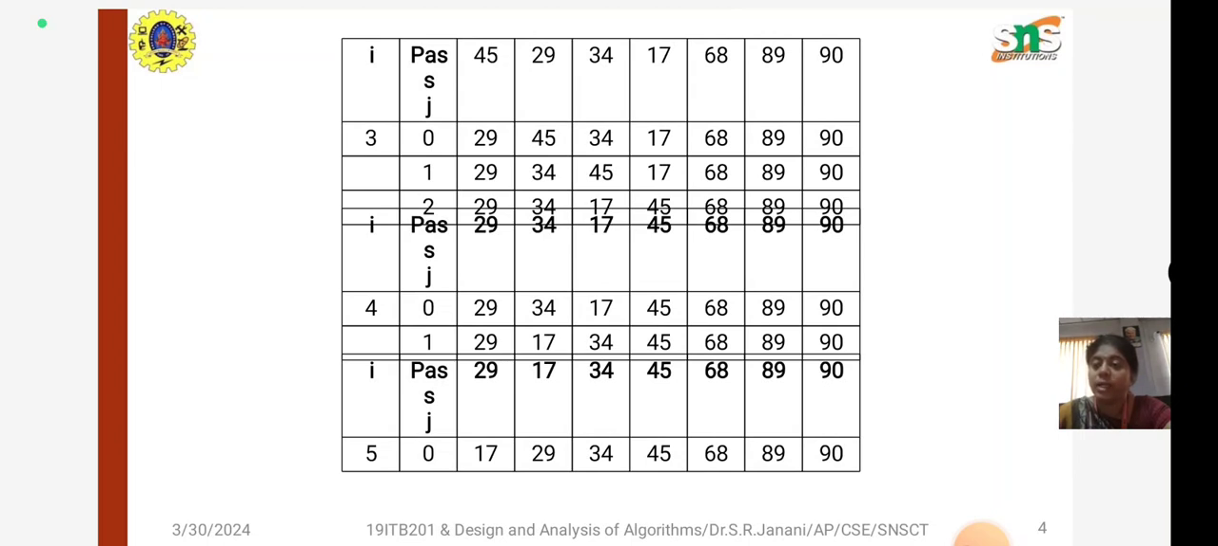In pass 5 of the ith element, we are comparing 29 and 17, the 17 is lesser, so it is swapped. The remaining elements are sorted as per the previous passes.